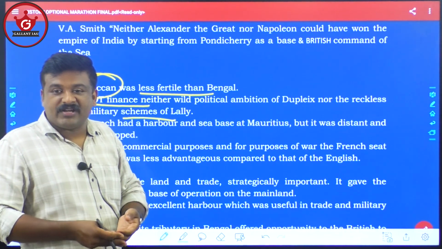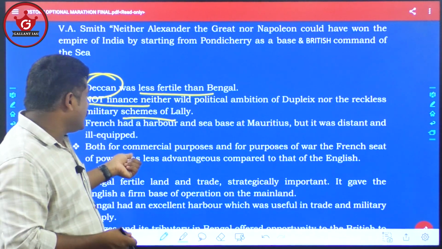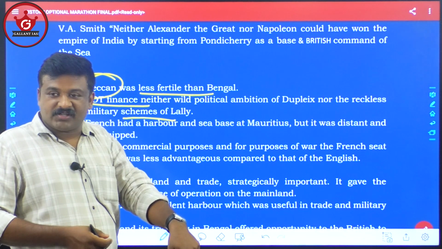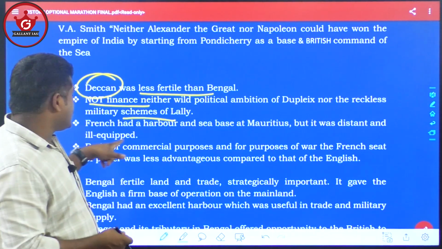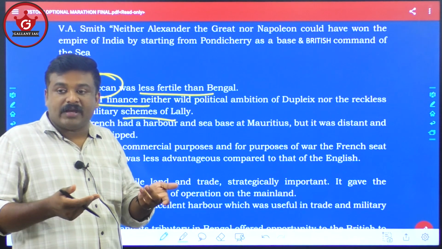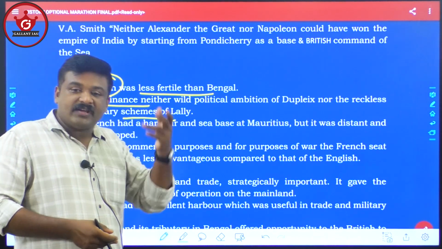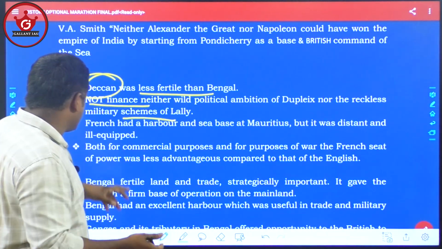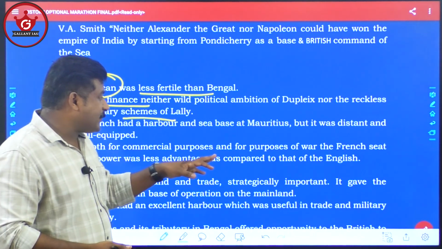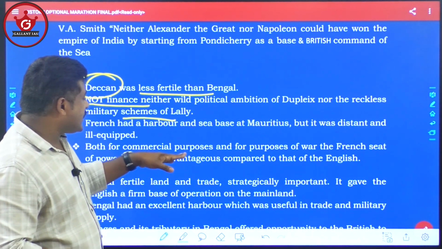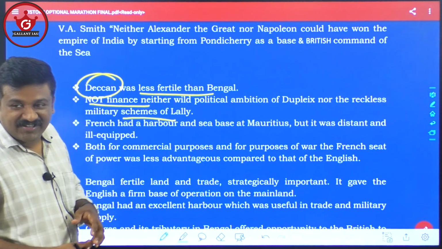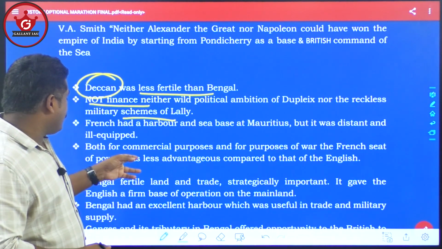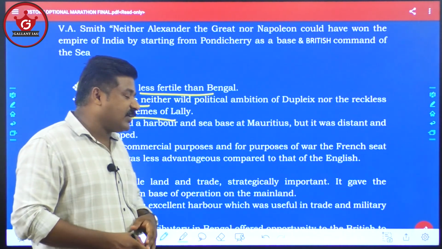Similarly, the French had a harbor and sea base in Mauritius, while their center of operation was in India. It was distant and ill-equipped, so having a harbor or sea base in Mauritius doesn't make any sense. Now see, both for commercial purposes and for purposes of war, the French seat of power was less advantageous compared to that of the English. Got the idea?